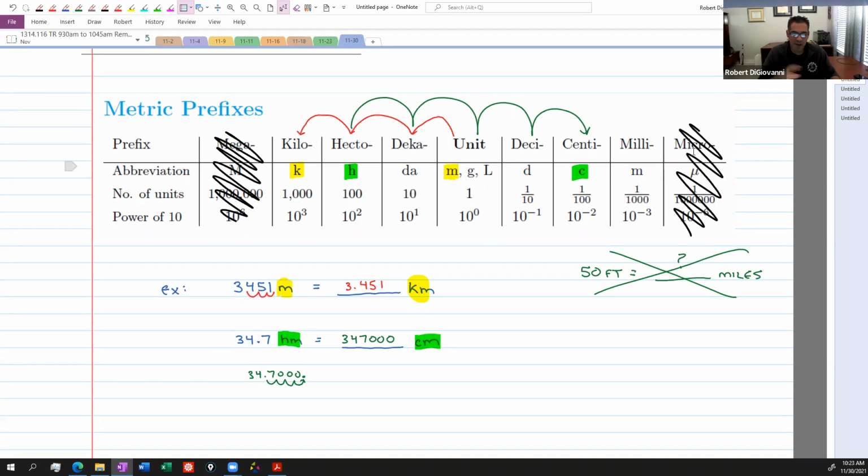Now, the reason I saved this for the very end is because we do live in 2021, almost 2022, and we live in a very digital world. And in the real world, you're never going to need to do this, all right? Because I can very simply go to my phone, right? And I can just do this. Convert 3,451 meters to kilometers.